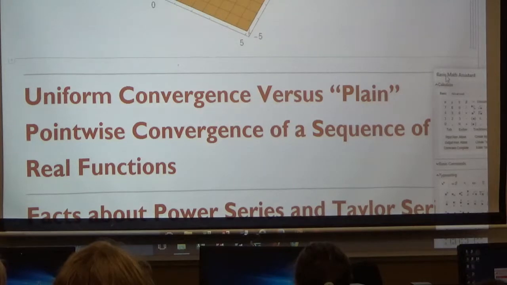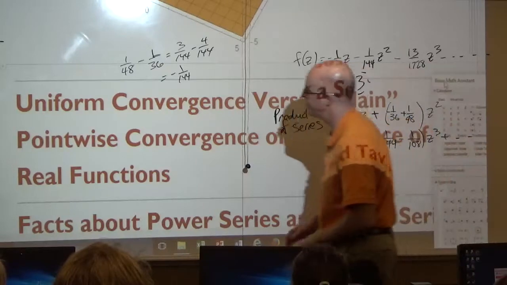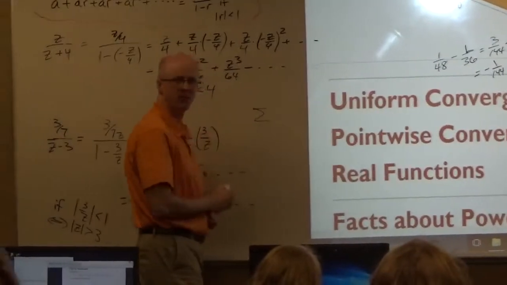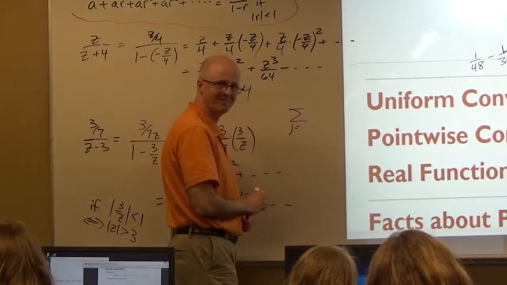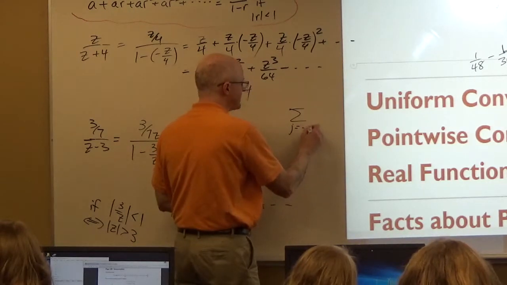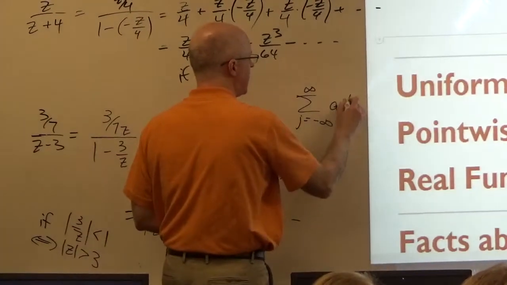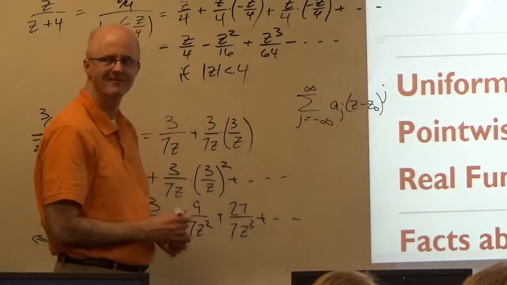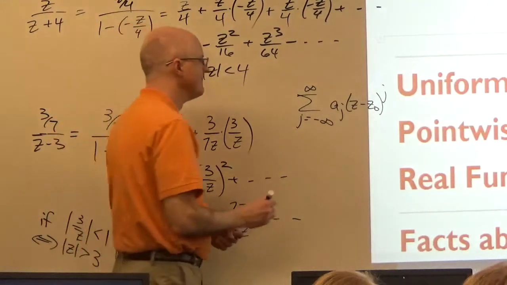The full Laurent series in general would be written in summation form like this. Here's the general form of the Laurent series. j goes from, you ready for this? Negative infinity to infinity. a sub j, z minus z0 to the j power. Define what that really means, though.